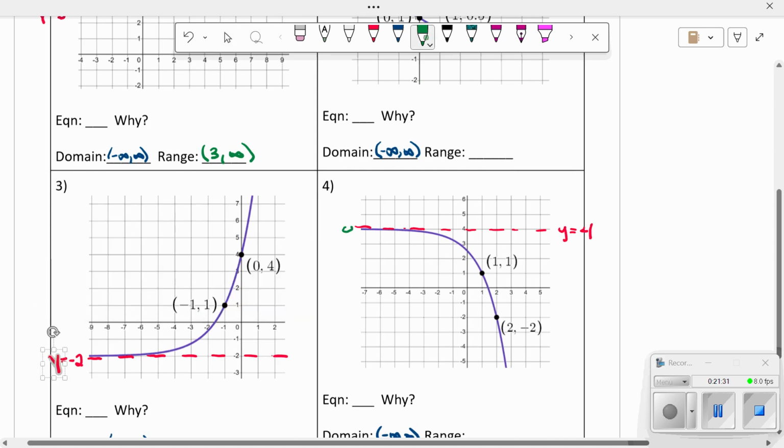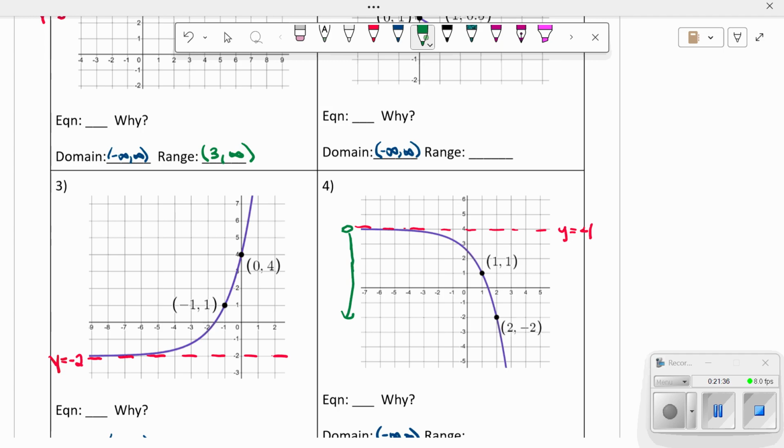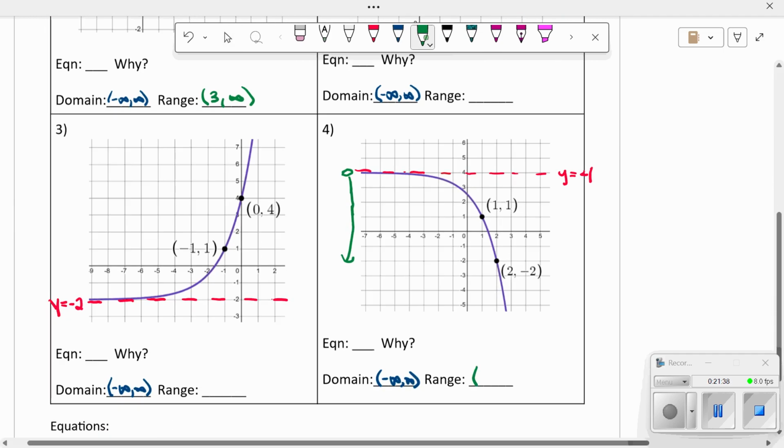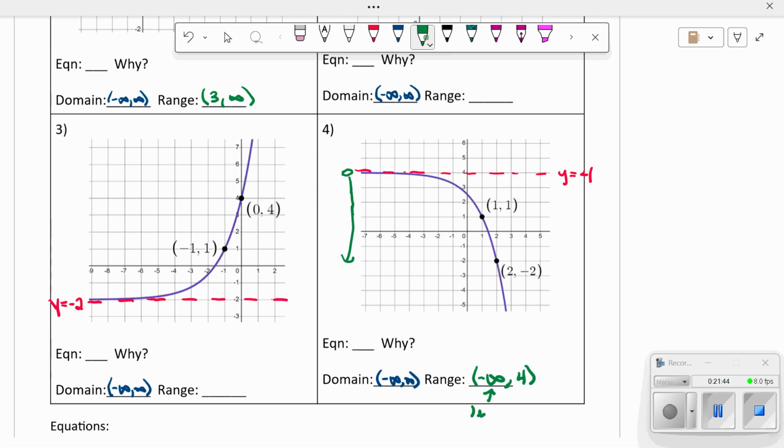In this graph, my y equals 4 is the high spot. So I start at -infinity and go up to 4. Remember, it always has to be the low y to the high y. You cannot reverse that order. It is not correct. So low y to highest y.